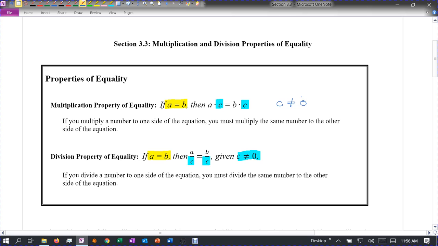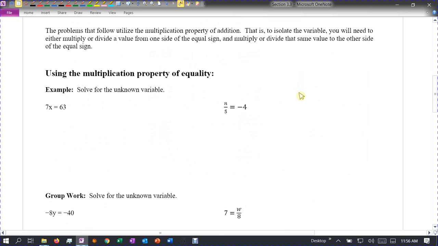Technically it can, but then it wouldn't make any sense, because if you multiply both sides of an equation by zero, you're just going to wind up saying 0 equals 0, but that doesn't help you solve the equation. So we just want to eliminate the idea from our minds that we're ever going to multiply or divide both sides by 0.